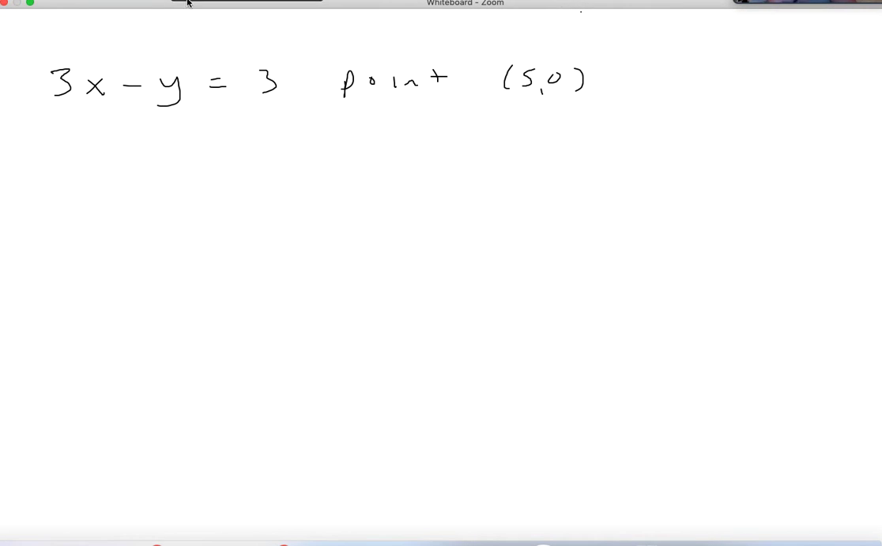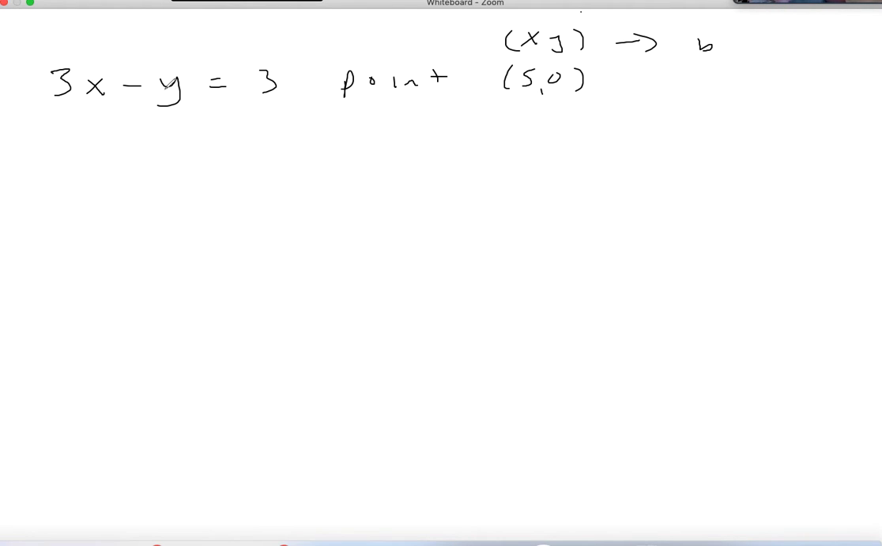Okay, so for this one, we're given this equation and we're asked to find the equation of a line perpendicular to this equation containing the point (5, 0). So we have our point, and this is like our x, y that we're going to use to find our y-intercept in a second. And then this equation over here is going to give us the slope.